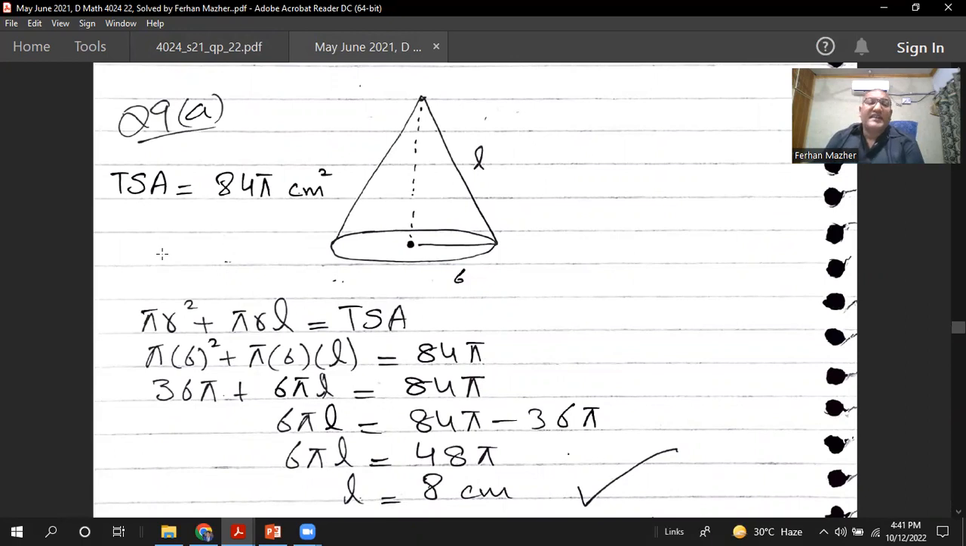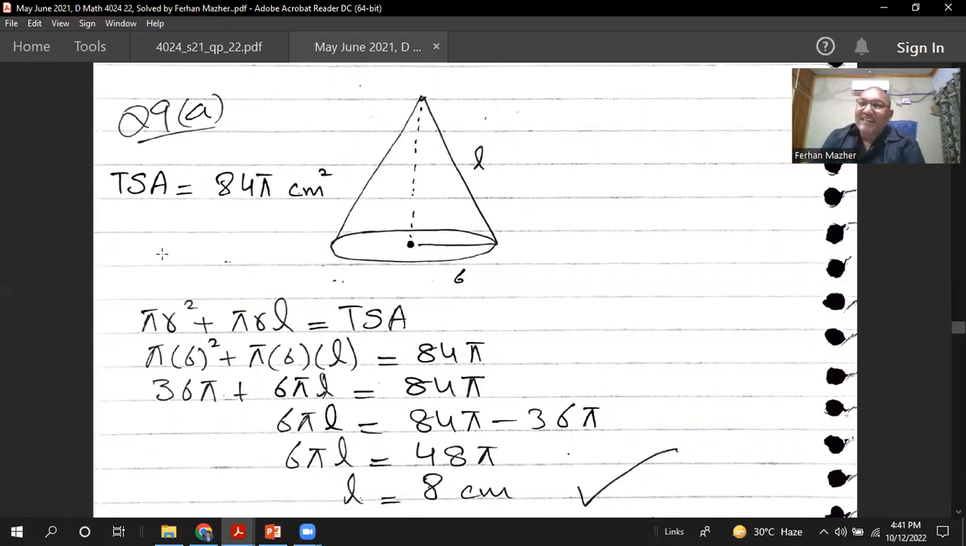The radius is 6, so pi 6 square plus pi 6 into l is equal to 84 pi. So you will have 36 pi plus 6 pi l equals 84 pi. So 6 pi l is equal to 84 pi minus 36 pi. So 6 pi l will be equal to 48 pi. So pi and pi will be cancelled. 48 will be cancelled with the 6.